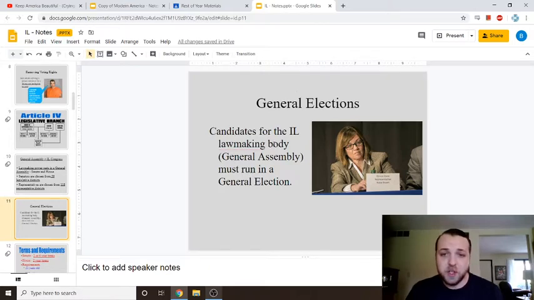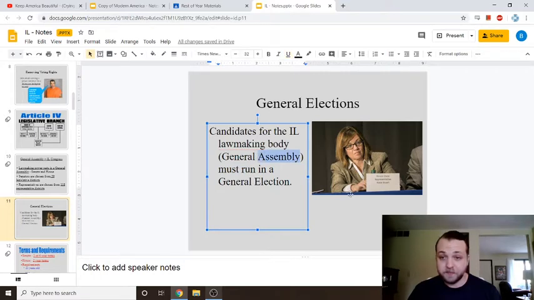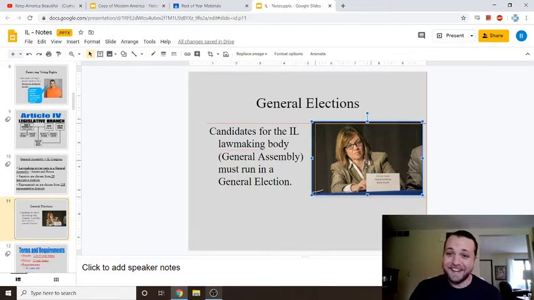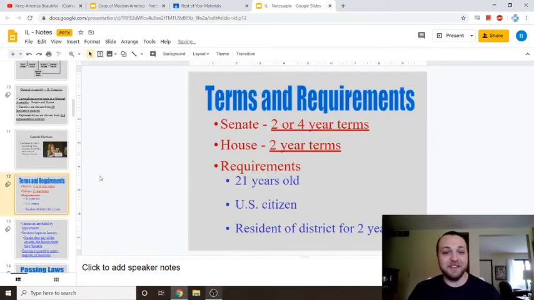General elections are what you have to run in to get in the General Assembly. So candidates for the Illinois General Assembly need to run a general election and win. They will then join that assembly. For example, my former state representative, now that I've moved, Katie Stewart, she is the representative if you live over in Edwardsville. So she goes up to the General Assembly because she's been elected in a general election to represent the fine folks of Edwardsville in our General Assembly in our state government.